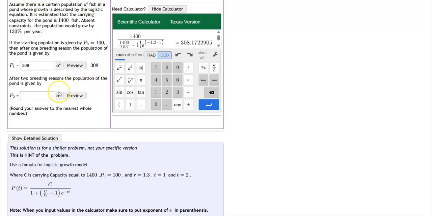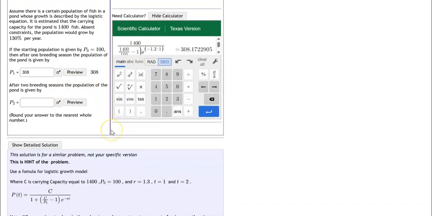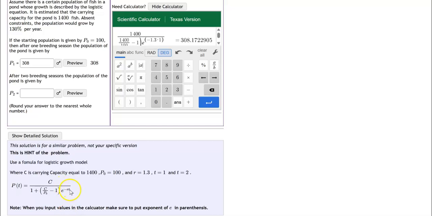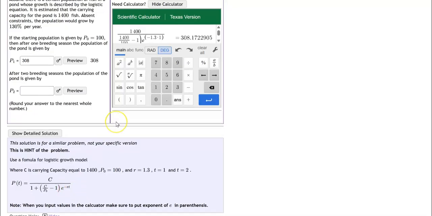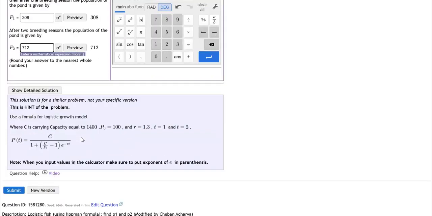So for the second question, you're looking for the population after two breeding seasons. So basically you put the time here as 2. Everything is the same, just time equals 2. So what I'm going to do is just replace this 1 by 2. So I get 712.26, and notice it's to the nearest whole number, so you're going to get 712. 712 is the population after two breeding seasons.